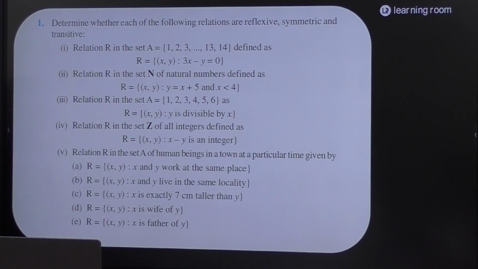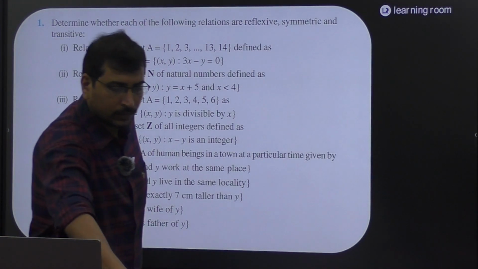You have a relation R on A. So A contains how many elements? 14. The first 14 numbers from the natural numbers, right? So they are defining a relation. What is the relation? Those ordered pairs (x, y) such that 3x minus y is equal to 0. Okay. So tell me the order. We'll go in the order.